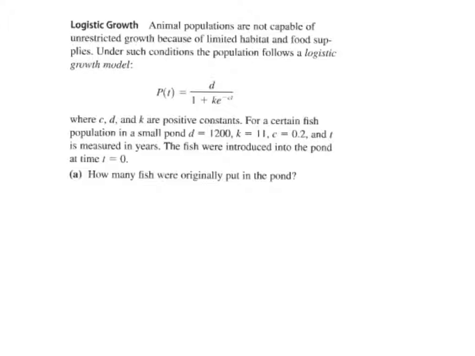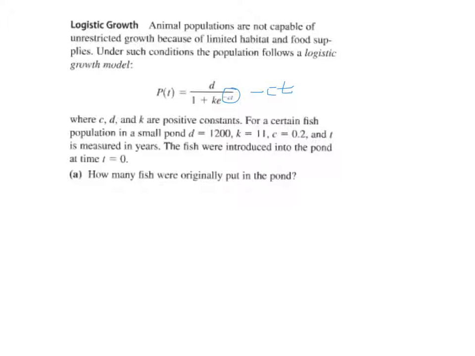In this formula, it's a little bit hard to read. This part right here is negative c times t. And those are all constants that would be specific to the situation. This problem says, for a certain fish population in a small pond, D equals 1200, K equals 11, c equals 0.2, and t is measured in years. The fish were introduced into the pond at time t equals 0. That's the initial value, the initial number of fish. Part A says, how many fish were originally put into the pond?